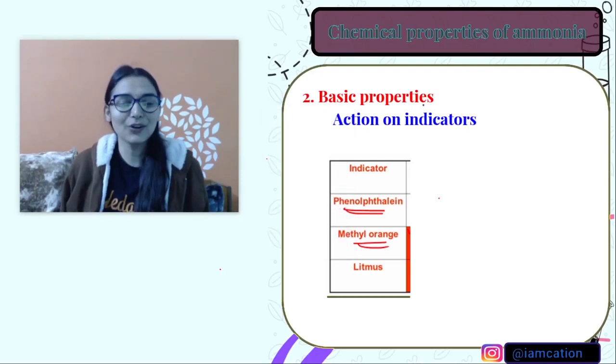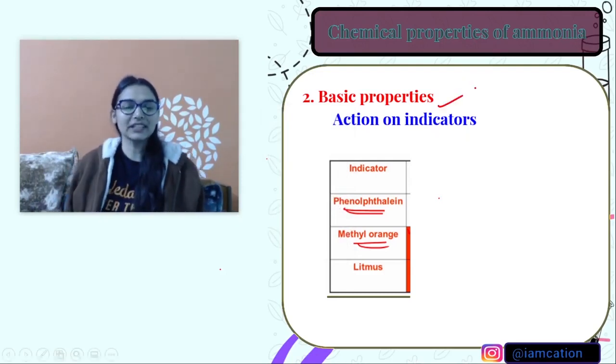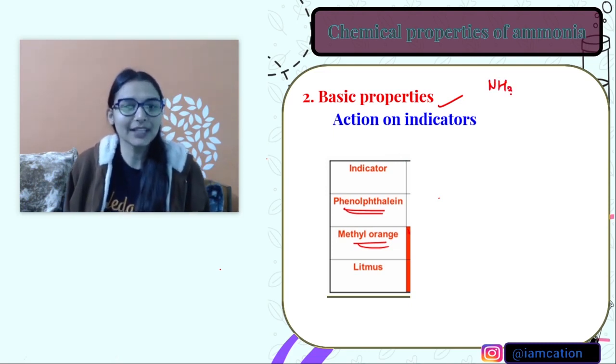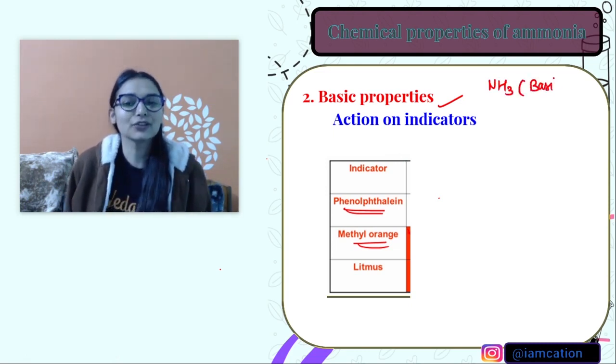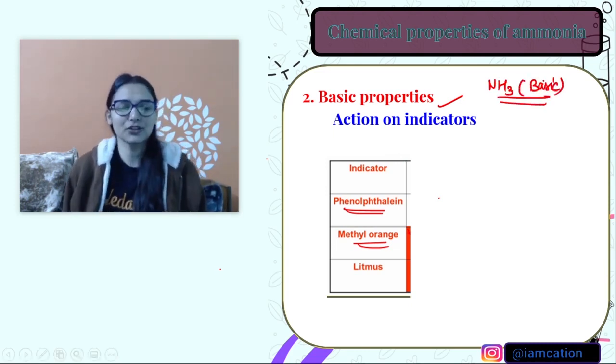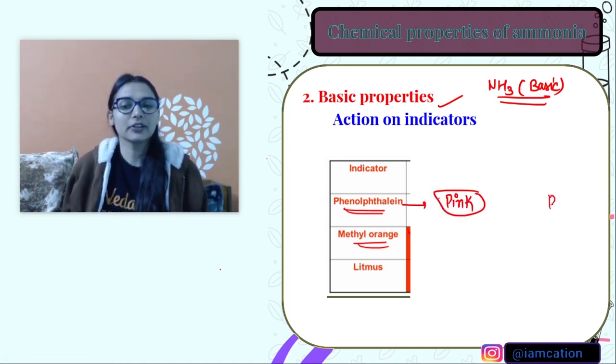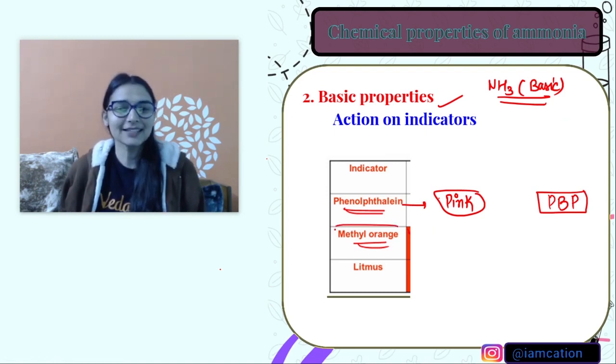Okay, so let's continue to the second property, that is the action on indicators. Now we know that ammonia is a basic gas, so it would show the color changes like normal bases do. Phenolphthalein in bases is going to give us a pink color. So when it comes in contact with it, we would be getting a pink color. You can remember it from the trick PBP: phenolphthalein in bases turns pink. The next is methyl orange.